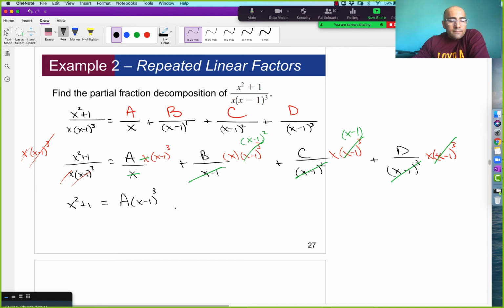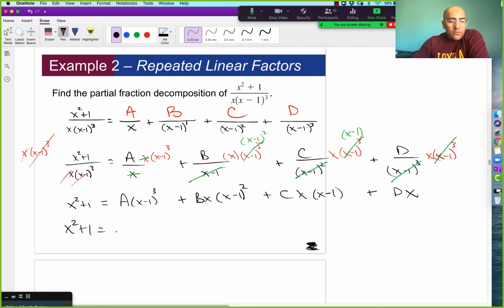power of 3, okay, plus, and then bx times x minus 1 squared, plus cx times x minus 1, plus dx. Good. So we're going to have to FOIL that guy, figure out what that is, and work our way through it. So x minus 1 to the power of 3, let's just break it down into pieces.